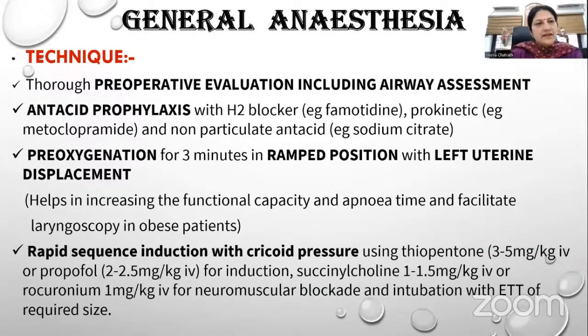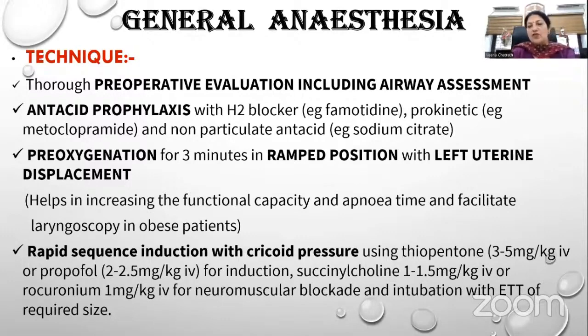So while giving general anesthesia, thorough preoperative evaluation including assessment of the airway is to be done. Antacid prophylaxis is to be given, as we have already discussed. Pre-oxygenation for 3 minutes in the ramped position with left uterine displacement. It helps in increasing the functional residual capacity and apnea time and facilitates laryngoscopy in obese patients. Rapid sequence induction with required cricoid pressure using thiopentone sodium or propofol for induction. Etomidate can also be used in patients who are hemodynamically unstable.